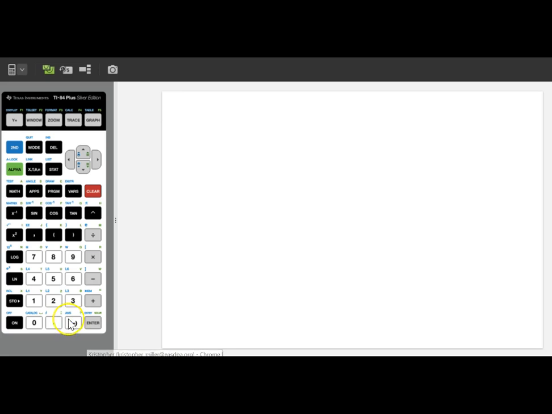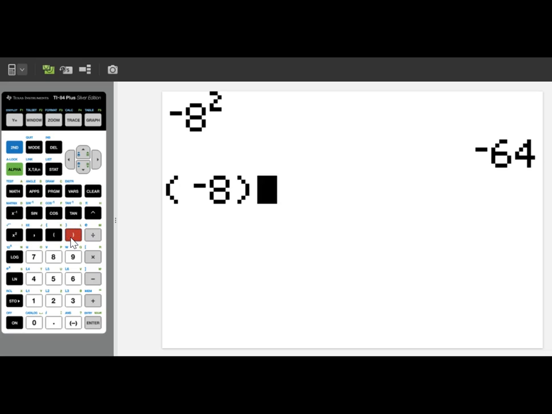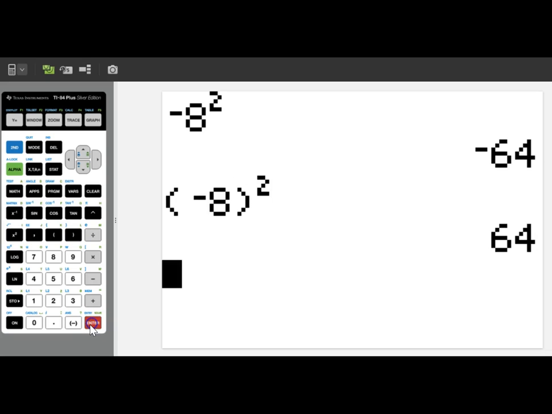So for the first one, when we just do negative 8 squared, notice that we get the answer of negative 64. And that's, again, just because the only thing that's being squared here is just that 8. However, the one that we want is the negative 8 in parentheses squared, which is going to give us a positive 64, right? Because here we are actually taking negative 8 times itself again to get negative 8, and we all know that a negative times a negative gives us a positive.